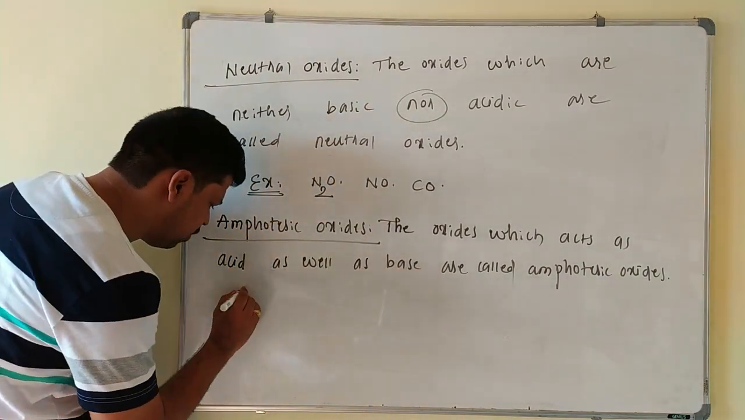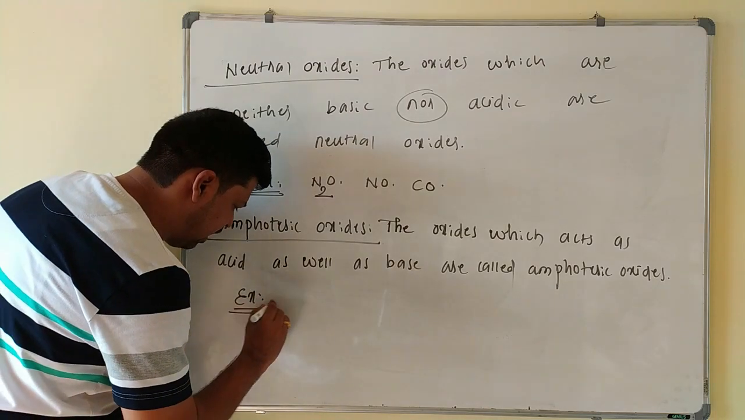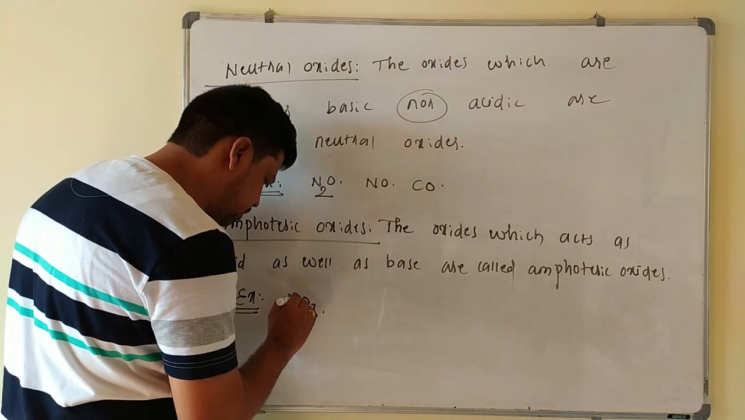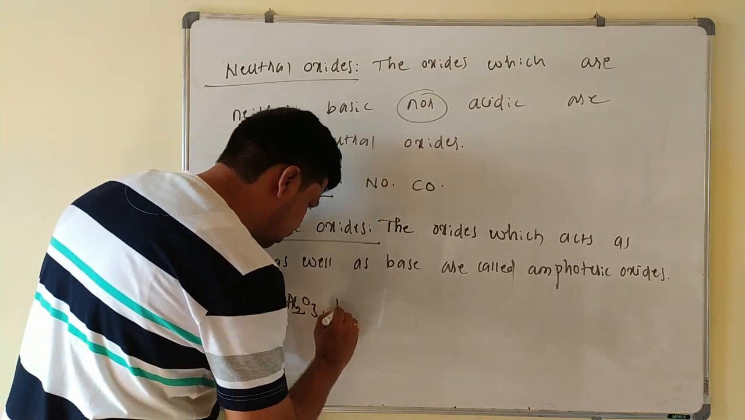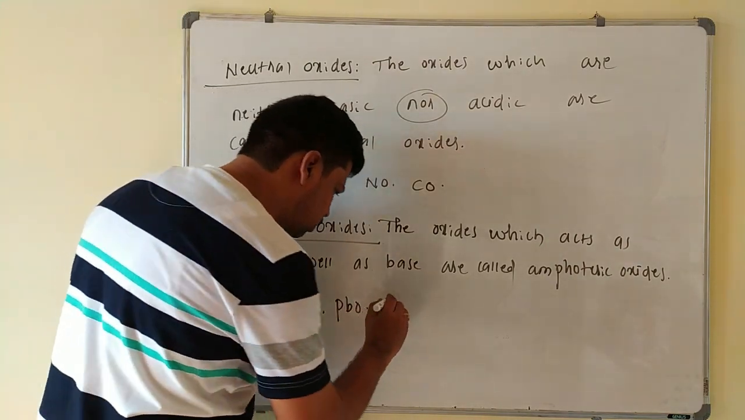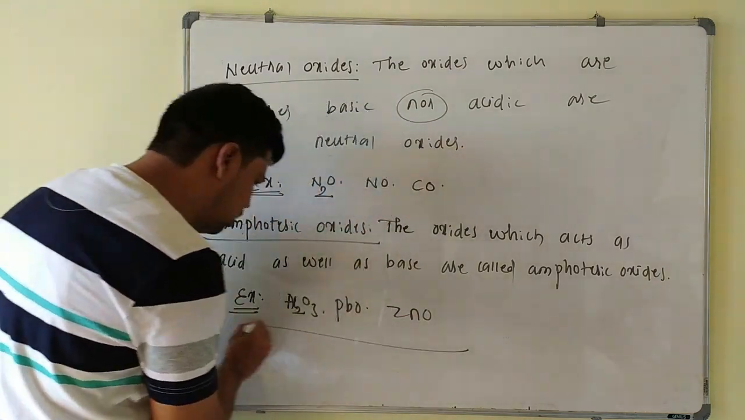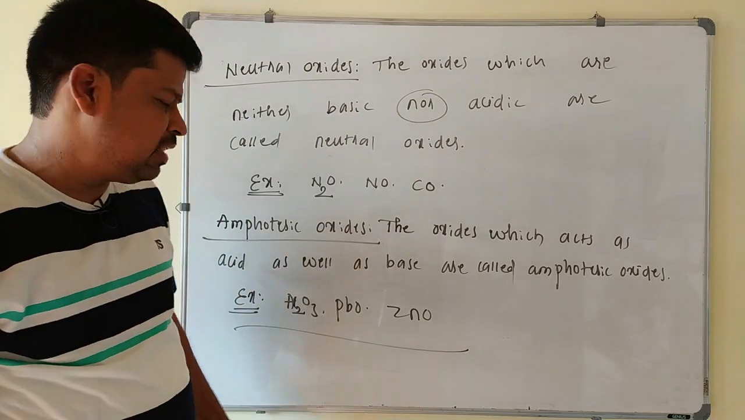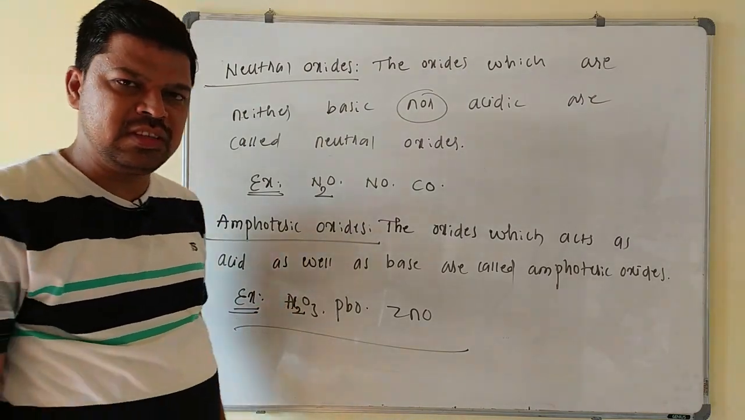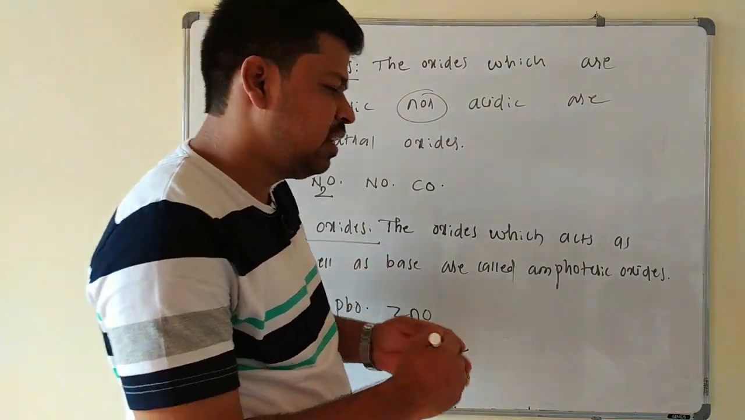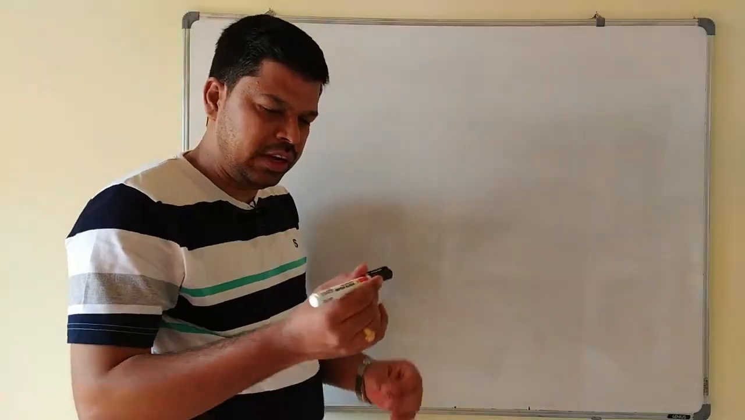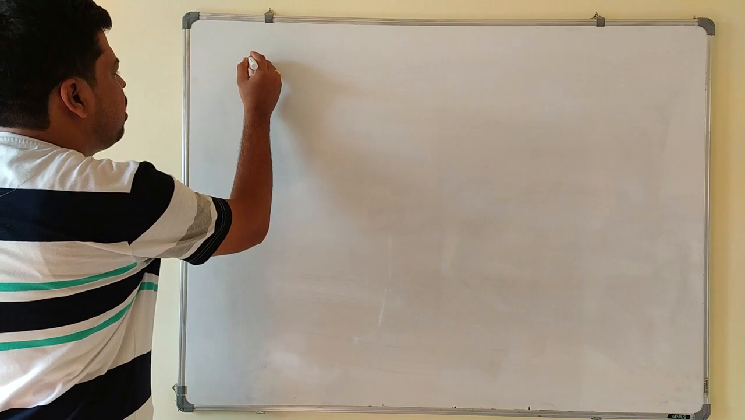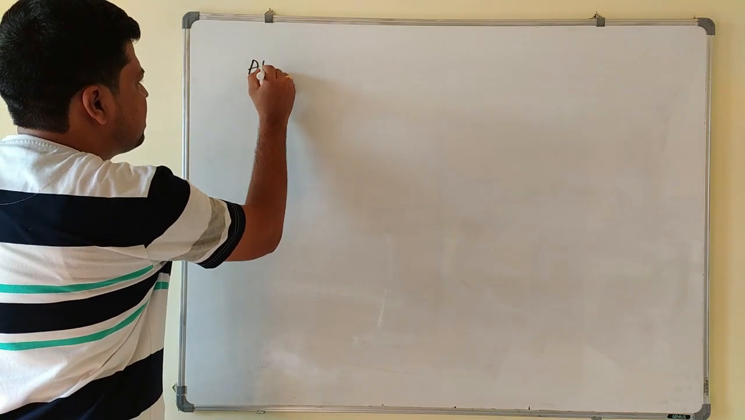So example for this one, you can write Al2O3, and second one I will write PbO, and the zinc oxide. All these are coming under what? Amphoteric oxide. They are having both acidic as well as basic nature. You will write the two reactions of this Al2O3 which are given in the NCERT.